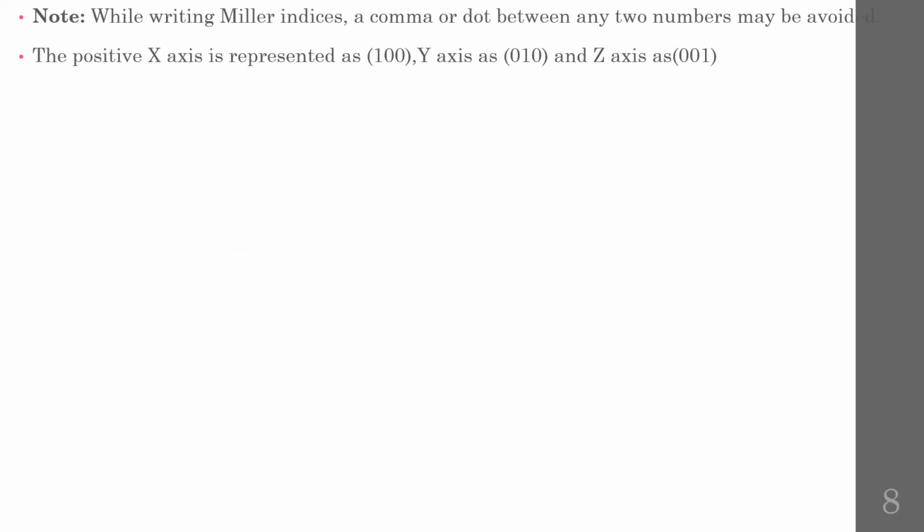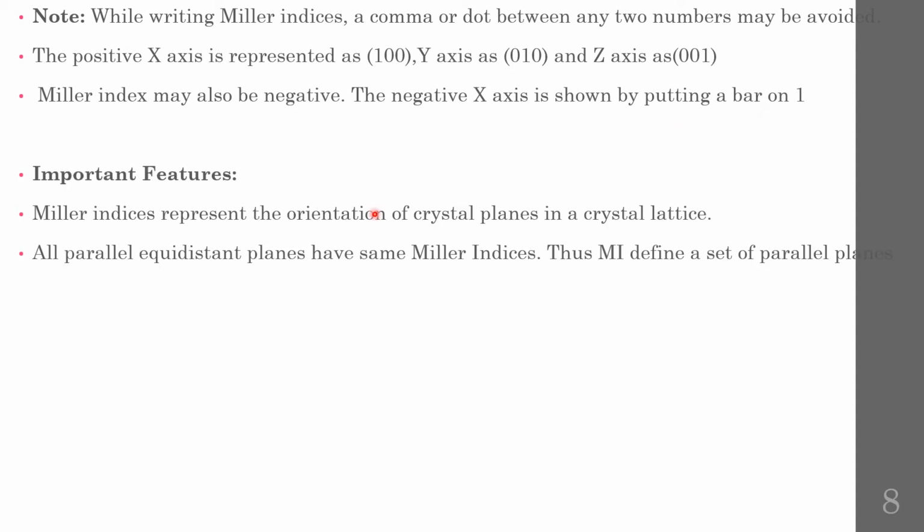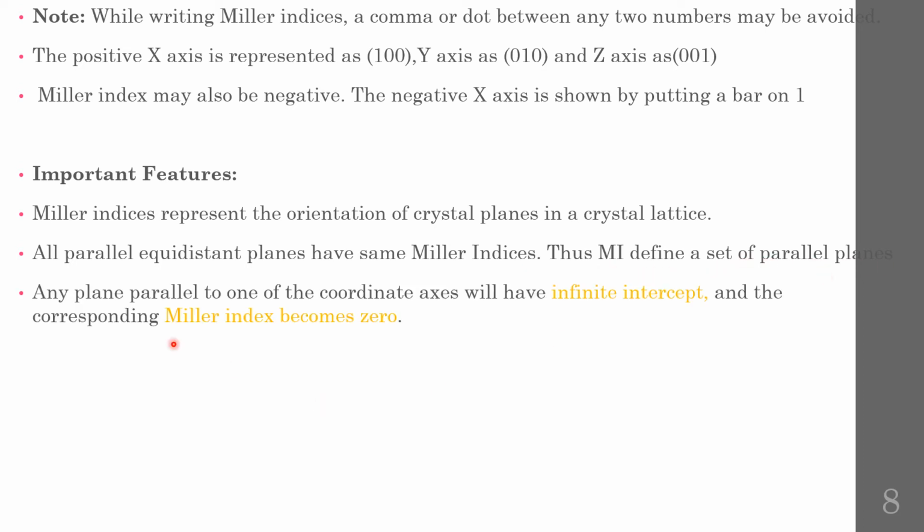Now we will see some features of Miller indices. The Miller index can also be negative. For example, the negative x-axis is shown by putting a bar on 1. All parallel equidistant planes have the same Miller indices. Hence, the Miller indices define a set of parallel planes. Any plane parallel to one of the coordinate axes will have infinite intercept and the corresponding Miller index becomes 0.